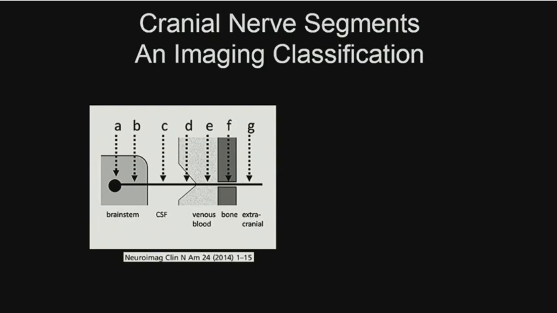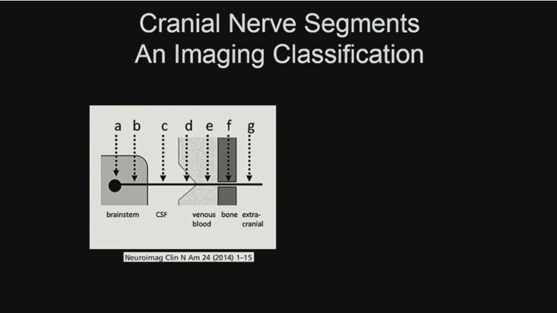So first, to talk about cranial nerve anatomy, the cranial nerves can be divided up into segments, and they pass from, we should realize, the brainstem out into the space outside of the skull. And as they progress through these different anatomic contexts, the imaging challenges for us change depending upon what portion of the cranial nerve we're talking about.